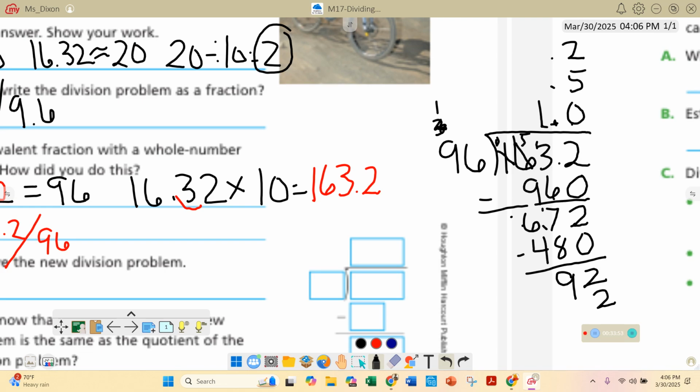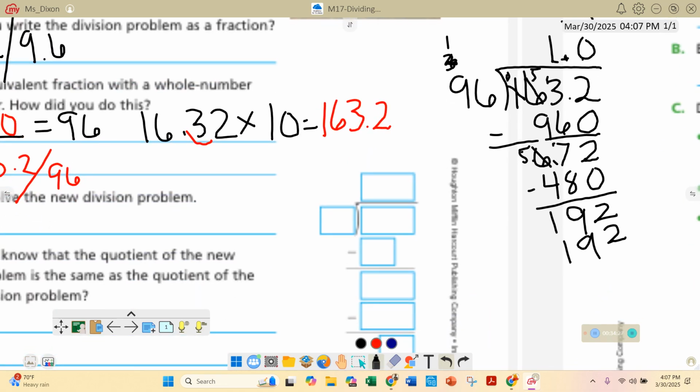Okay, now I see where I messed up. So now this becomes 17. This 6 becomes a 5. And then that's a 1. Now let's try 2. 2 times 6 is 12. Regroup the 1. 2 times 9 is 18. Plus 1 is 19. All right, now we can subtract and we end up with 0 as our answer.